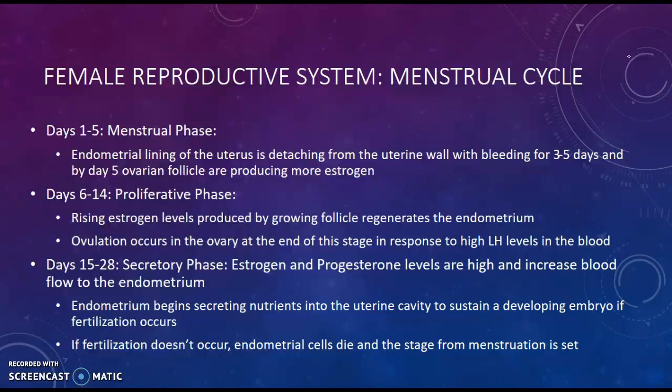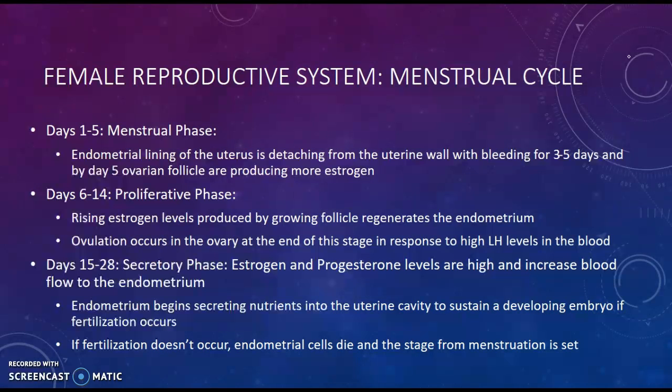Days 6 through 14 are called the proliferative phase. So estrogen levels are now going to be going up, produced by the follicle, and we're going to have regeneration of the endometrium, so it's going to start to build nourishment again. Ovulation is going to occur at the end of this stage in response to high luteinizing hormone in the blood. So ovulation occurs in this proliferative stage.